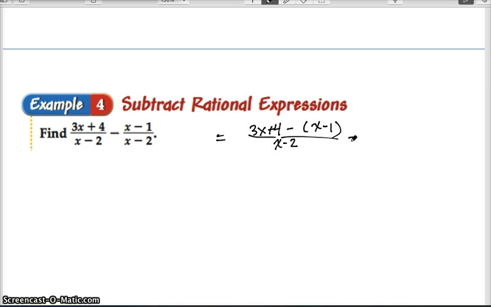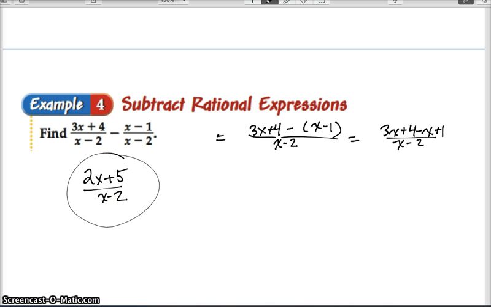So now that I've rewritten this correctly, again, my denominator is still just x minus 2, but my numerator is 3x plus 4 minus x, this negative is being distributed through, plus 1. I'm going to simplify by joining like terms together. So 3x minus 1x will leave me with 2x, and then 4 plus 1 is going to be 5. So my numerator is 2x plus 5 over x minus 2. There's no way to factor this, so I'm confident that this is my final answer.